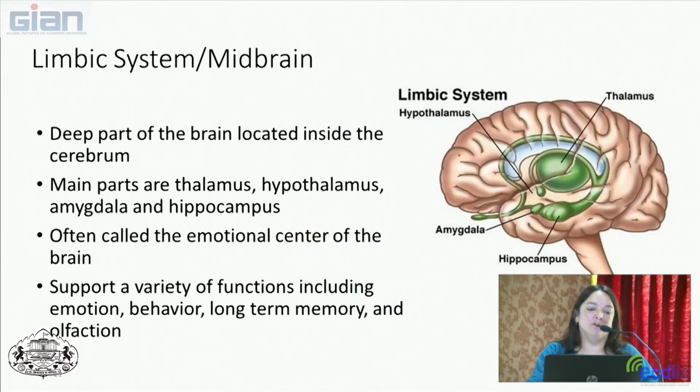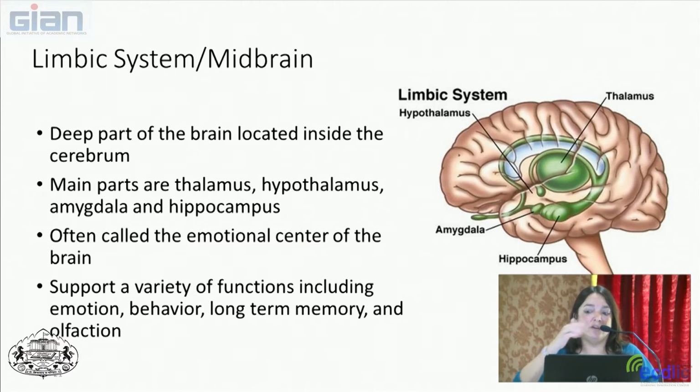Okay, now we're going to move on to the limbic system, or the midbrain. And I find the limbic system interesting because a lot of the experiments that we do with fear and with emotional processing in fMRI light up the center of the brain. The midbrain or limbic system is located deep inside the brain, inside the cerebrum. You can see it here in the picture. And the main parts are the thalamus, the hypothalamus, the amygdala, and the hippocampus.